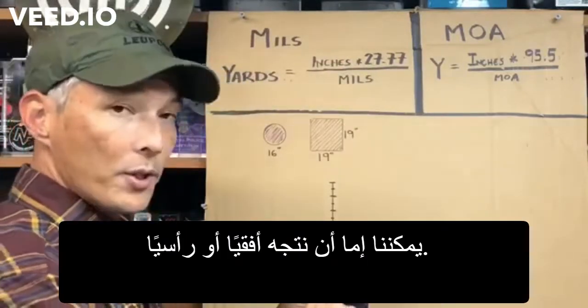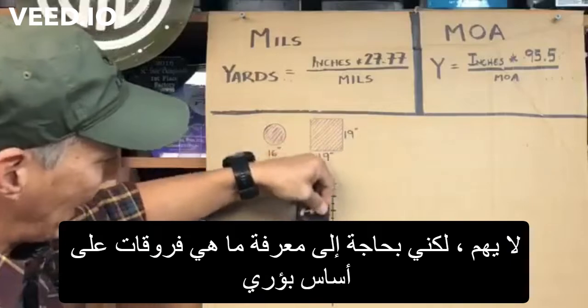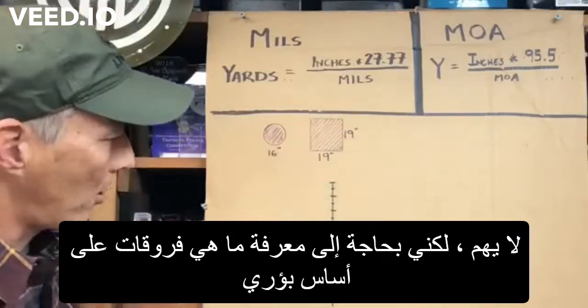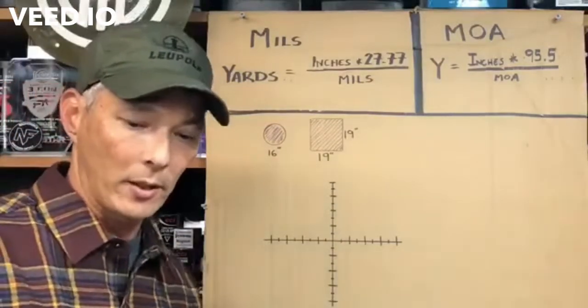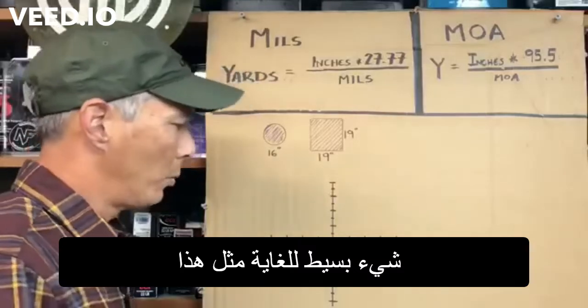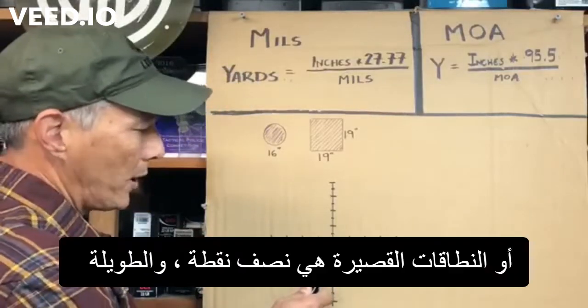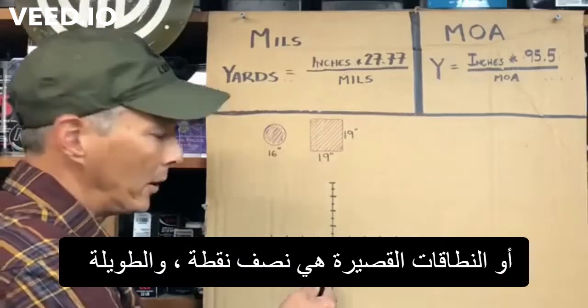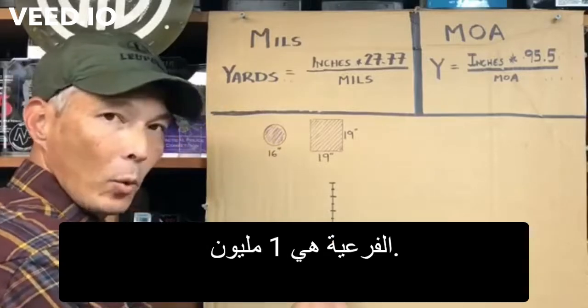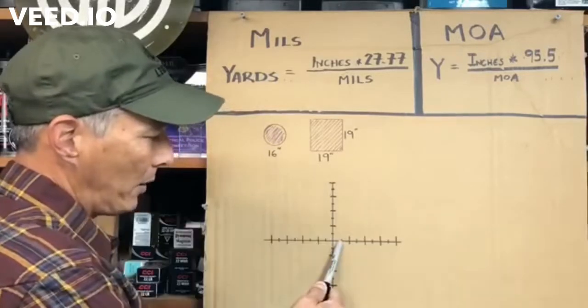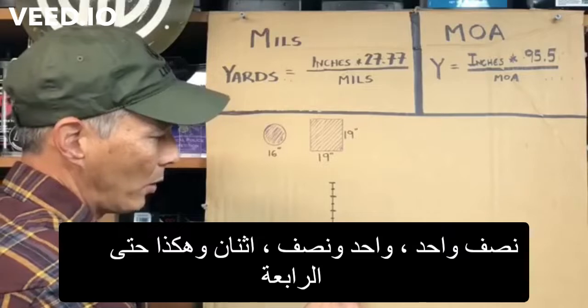We can either go horizontal or vertical, doesn't matter, but I need to know what my subtensions are on this mil-based reticle. A lot of reticles will have something very simple like this, where these short subtensions are half of a mil, and the long subtensions are 1 mil. So it's very simple: half, 1, 1.5, 2, so on and so forth.